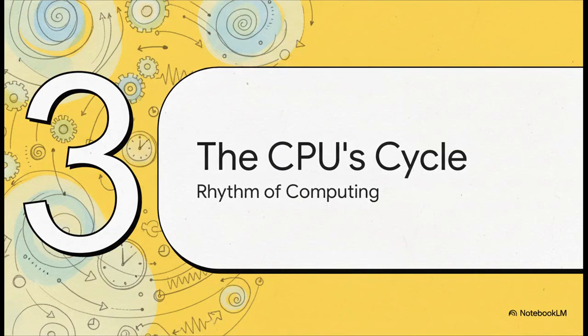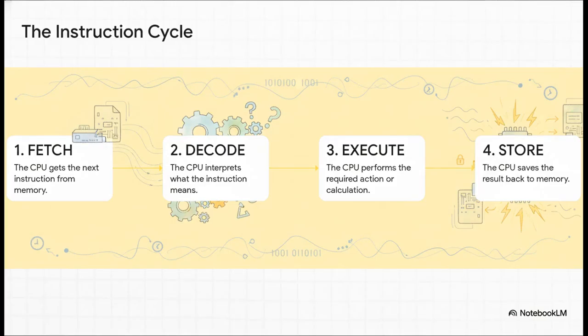Now let's talk about the CPU's four-step cycle. This is basically the rhythm that every computer runs on. This whole process breaks down into four main steps. It's called the fetch, decode, execute, store cycle. Let's look at what each one of those means.